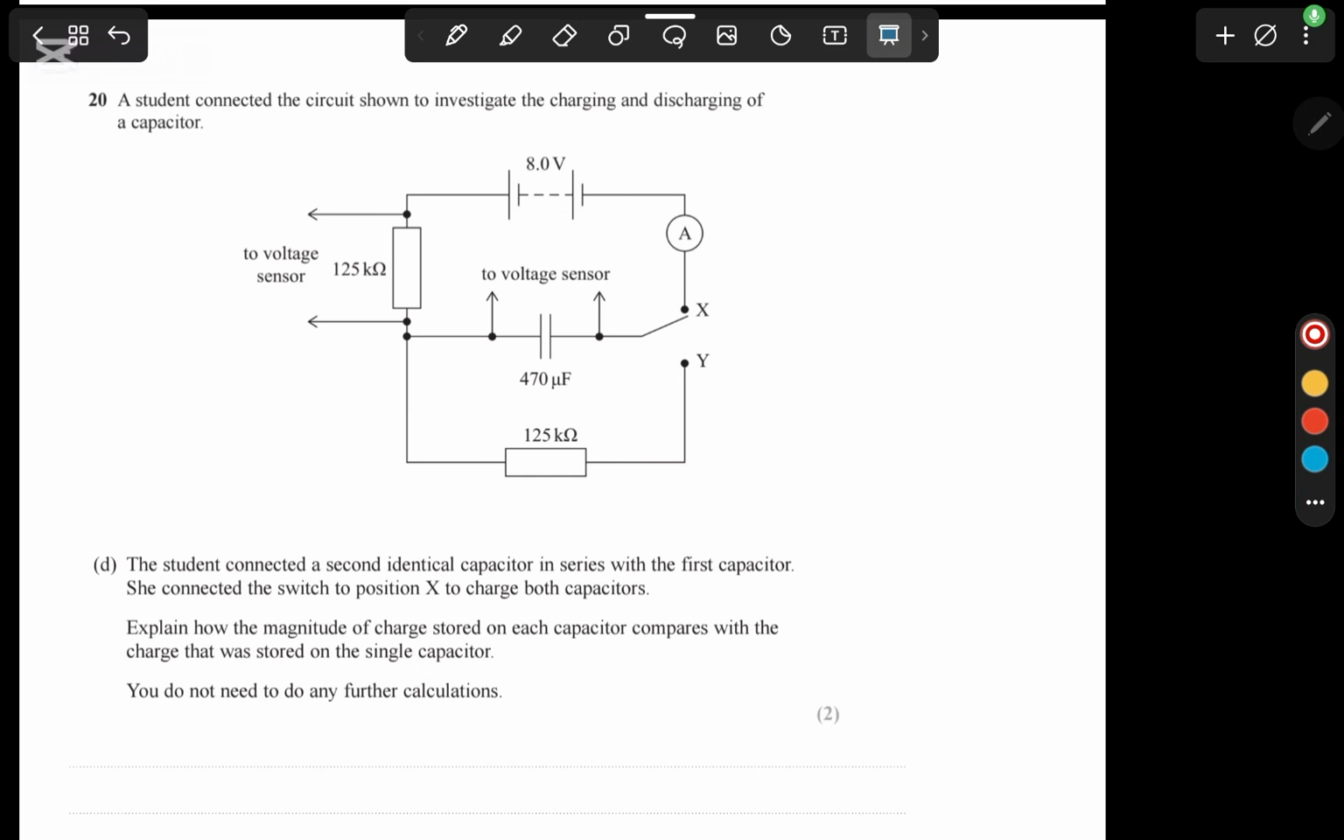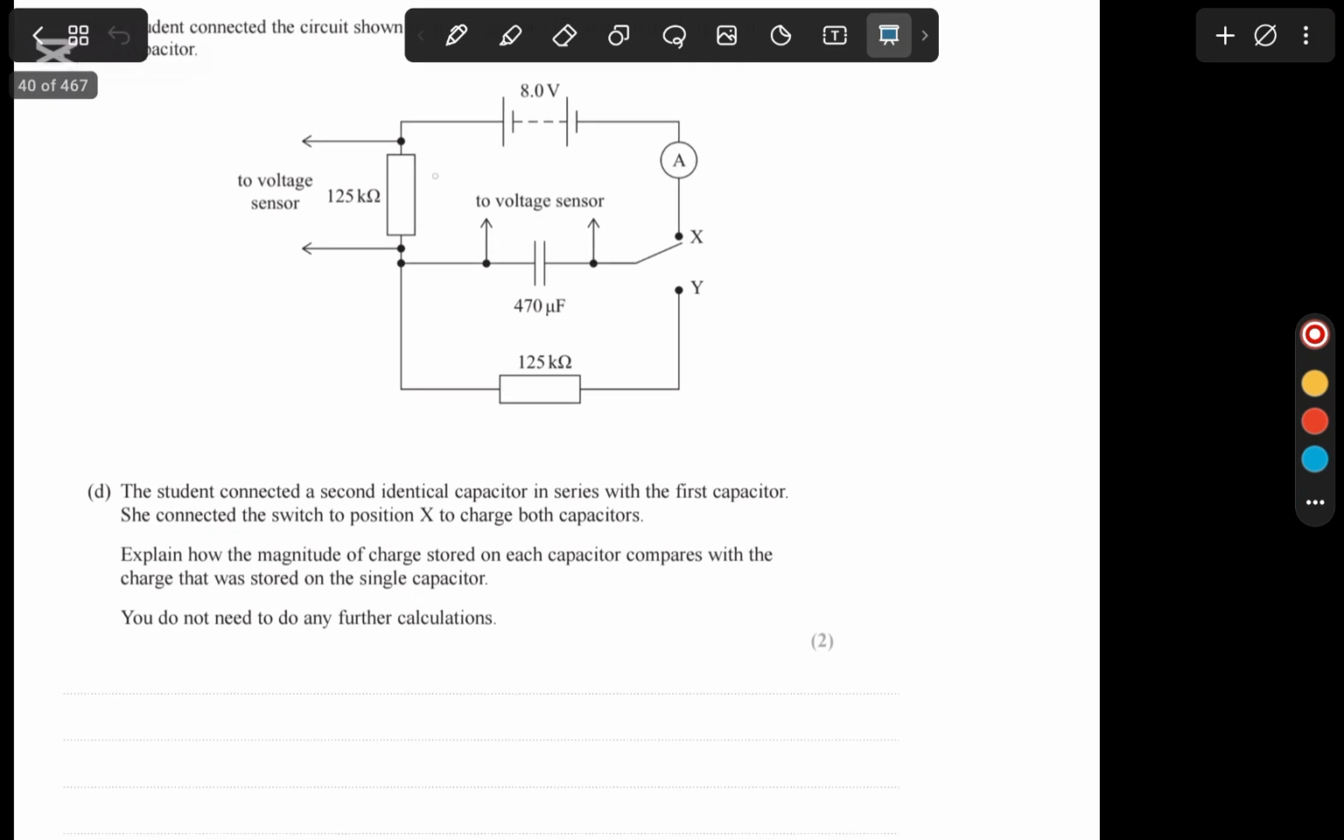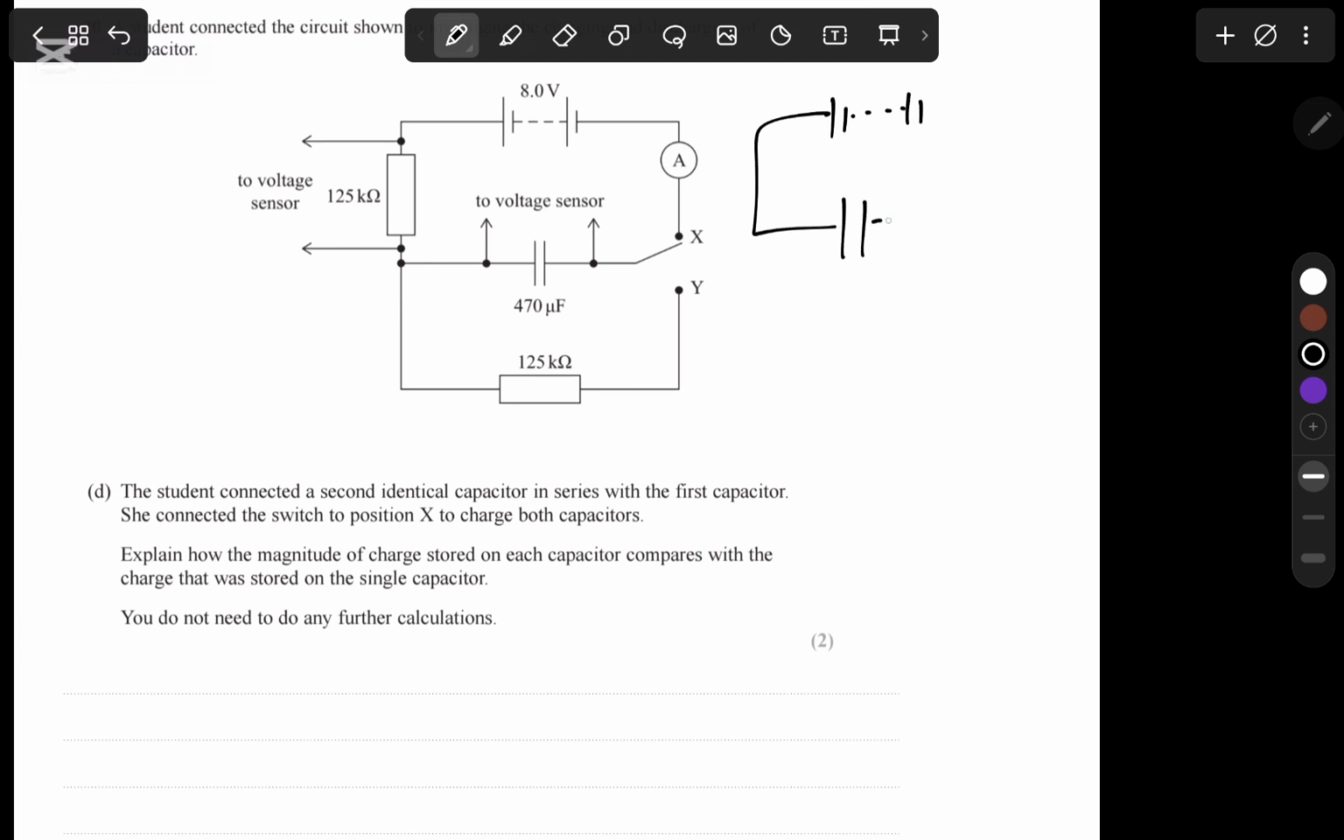Let's try this question out. Okay, you can read the question. Basically, we've got a circuit where the capacitor can be charged and discharged. It says the student connected a second identical capacitor in series with the first capacitor. She connected the switch to position X to charge both capacitors. Explain how the magnitude of charge stored on each capacitor compares with the charge that was stored on the single capacitor. Okay, so we've got the same thing, but I'm not drawing the rest of the circuit, just going to show the two capacitors in series.